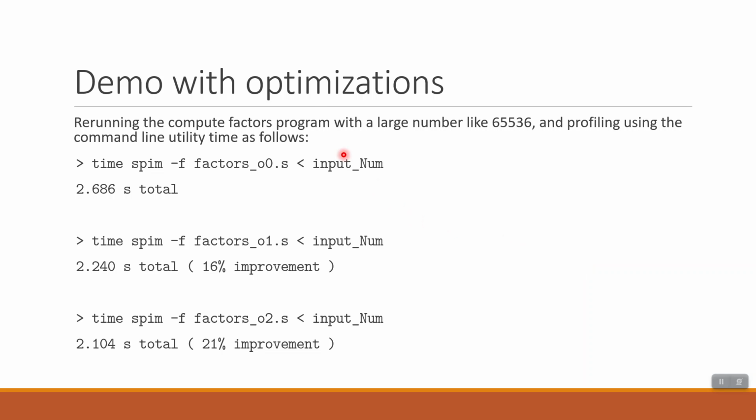So next I'd like to demo the results of my compute factors program with the optimizations. I have them compiled with O0, O1, and O2. And when I ran them with SPIM, I found that the improvement from O0 to O1 was pretty drastic by itself, with just the improvements to the T register handling. And then from O1 to O2, there was a further improvement due to the additional optimization of the compare plus branch instructions. So I'll go back to the console to show you the demo of the 3 optimization levels and their improvements.